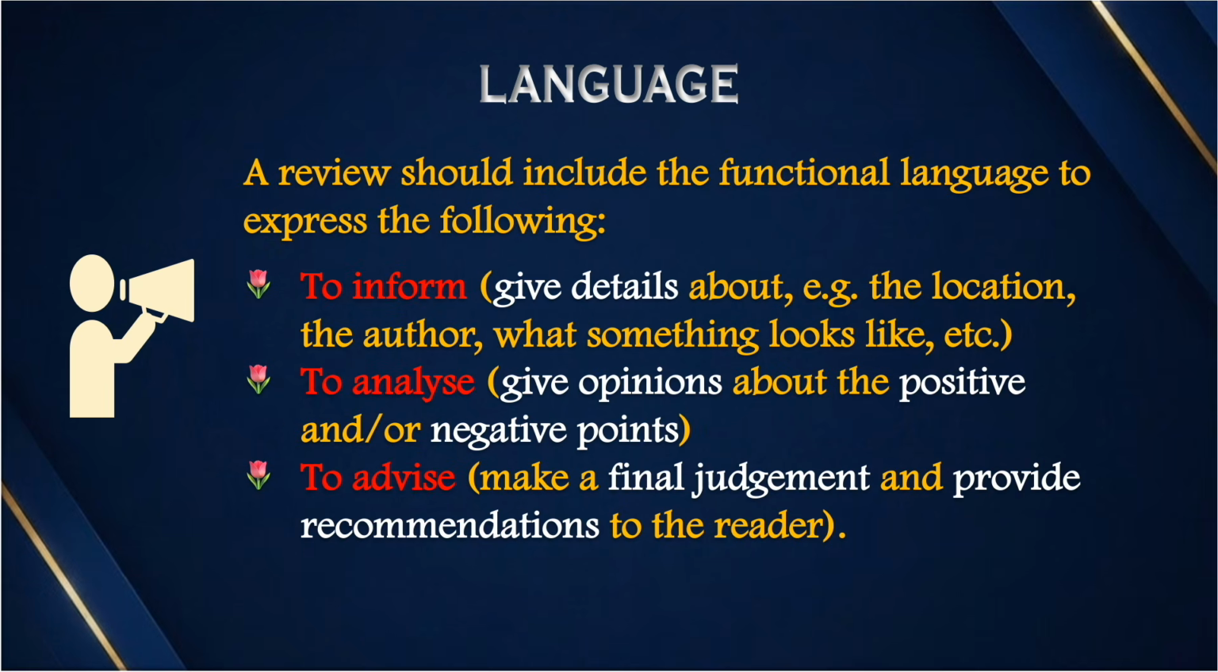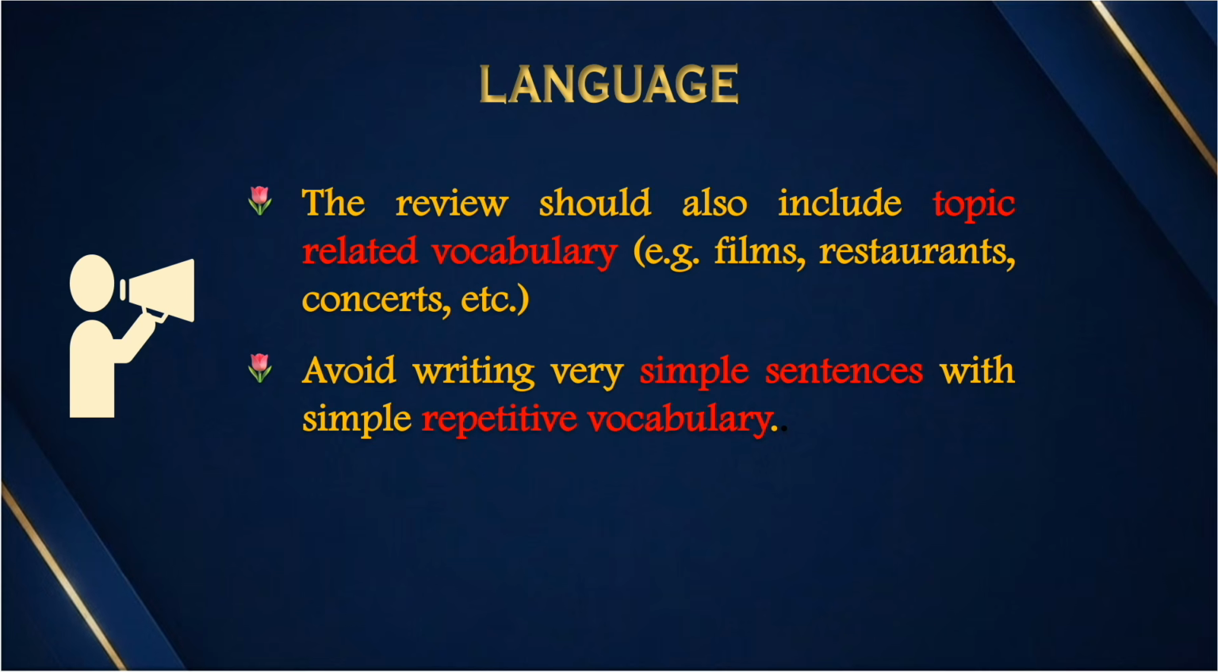A review should include the functional language to express the following: to inform, give details about, for example, the location, the author, what something looks like, etc. To analyze, give opinions about the positive and/or negative points. To advise, make a final judgment and provide recommendations to the reader. The review should also include topic-related vocabulary, for example, films, restaurants, concerts, etc. Avoid writing very simple sentences with simple, repetitive vocabulary.